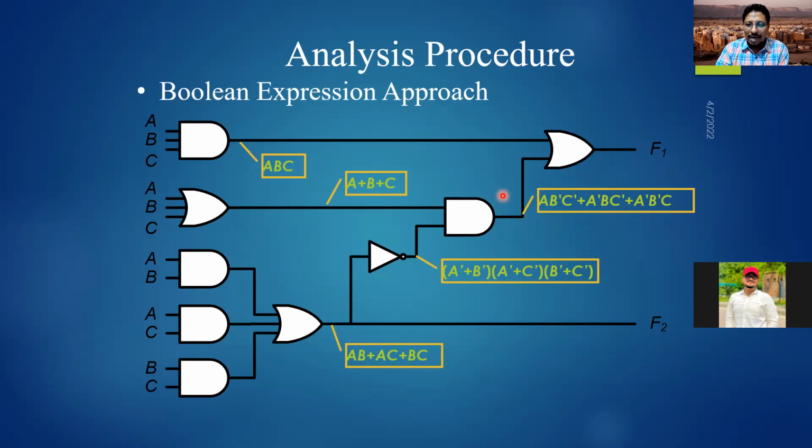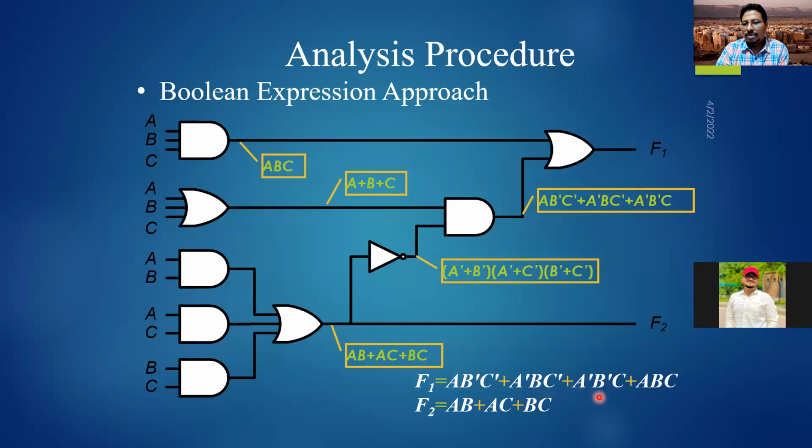Now, if you take this result and OR it with your first one, with T2, which was here, what will you get? You will get F1. So F1 at the end of the day will be this result: A B prime C prime plus A prime B C prime plus A prime B prime C, and the last one, which is A B C, which is here, A B C. While F2 is already here.